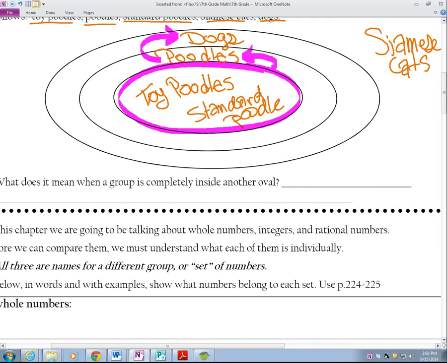All poodles are dogs. No, dogs are Siamese cats. Oh no, these guys are hanging out over here. These cats are just being like stereotypical cats.